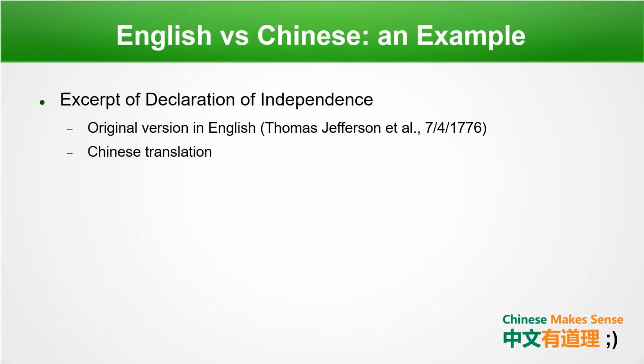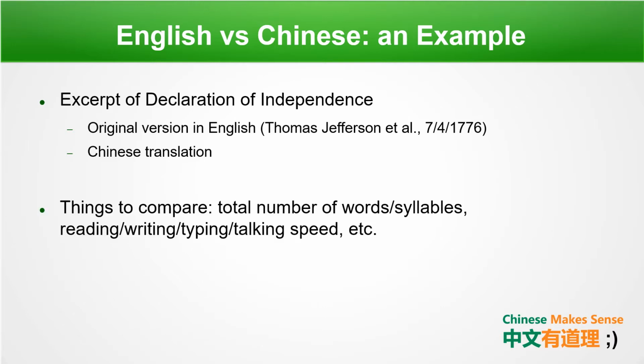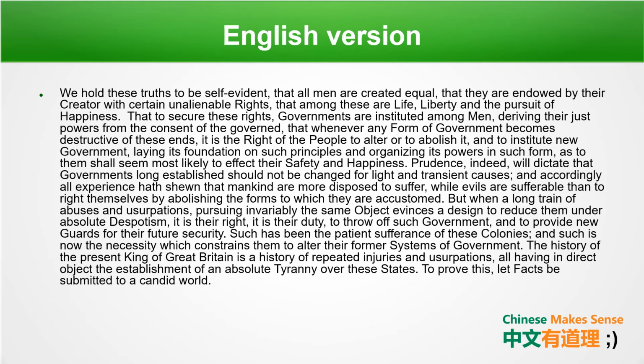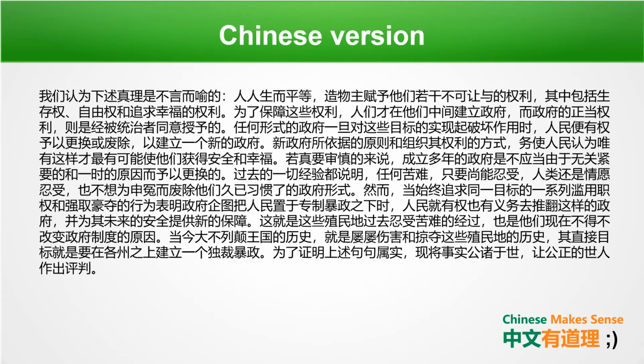In our previous comparisons, we only used opinions. This time we're going to use an actual fact. We're going to take an excerpt of the Declaration of Independence. We're going to use the original version in English, written by Thomas Jefferson and more, and the Chinese translation. We are going to compare the total number of words and syllables, reading, writing, typing, and talking speed, and etc. This is the English version, and this is the Chinese version.